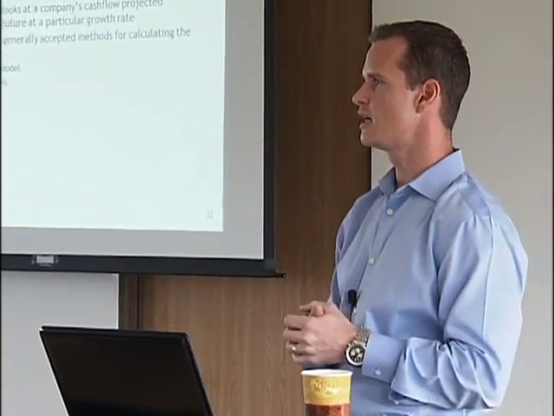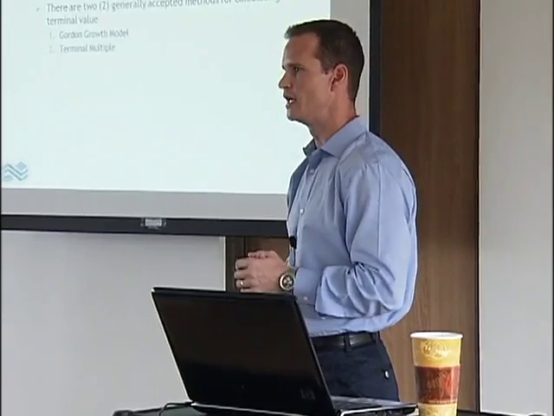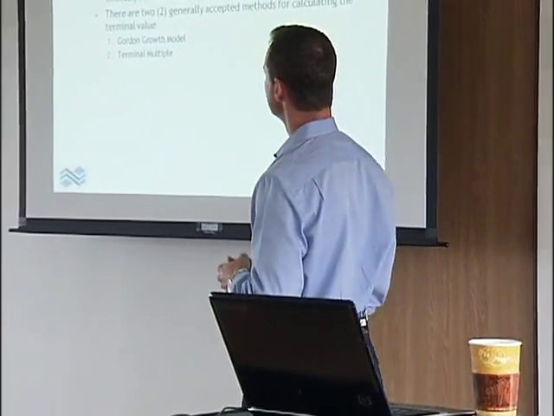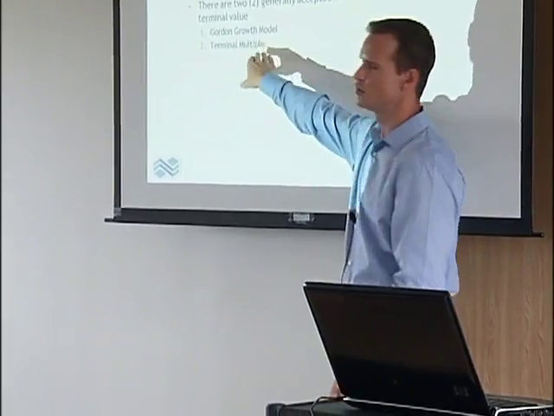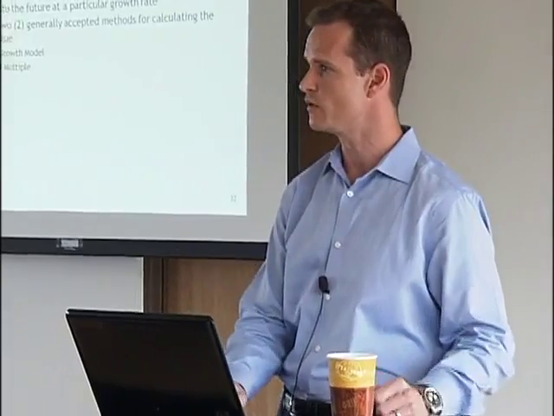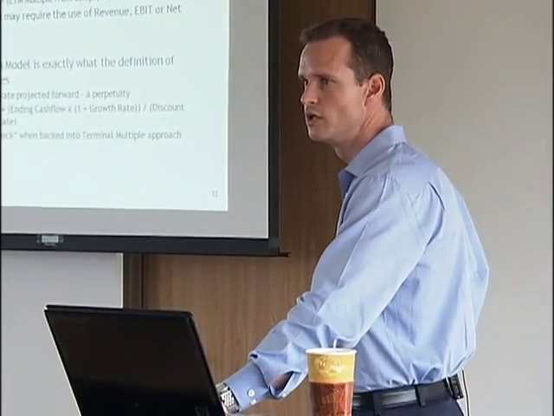If you took a finance class in college or in business school, you probably learned that you do this using a Gordon growth model, also known as a perpetuity model, basically growing year 5 cash flow at a constant rate into infinity, and then discounting it back to the present. Right? The other way of doing this, and this is the way most investment bankers, most private equity firms calculate this, is to use a multiple-based approach.